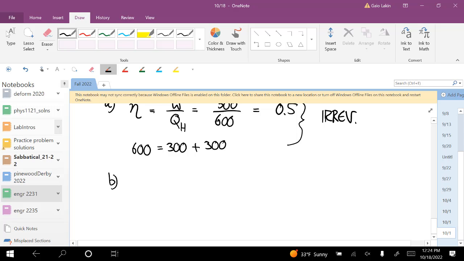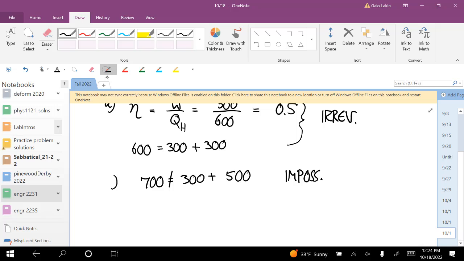Then for part C, first law says 700 is equal to 300 plus 500. This is QH, work, and QC, that's obviously not true. So we don't have to go any further. You can't have a cycle like this. Okay, let's save this one.